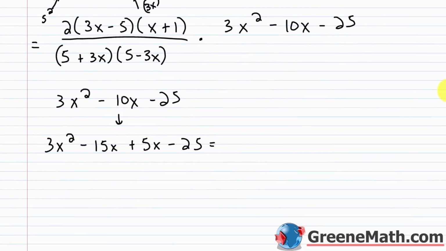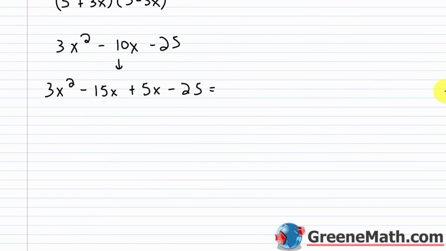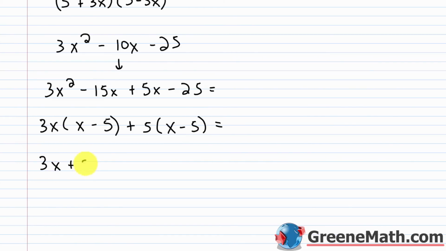And then when I factor this, from the first group, I could pull out a 3x. So that would leave me with x minus 5. In the second group, I could pull out a 5. So that would leave me with x minus 5 again. So the common binomial factor is x minus 5. So this would be 3x plus 5 times x minus 5. Let's copy that real quick.